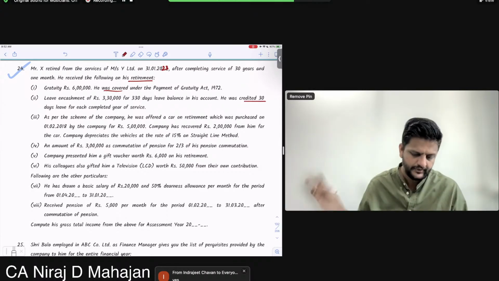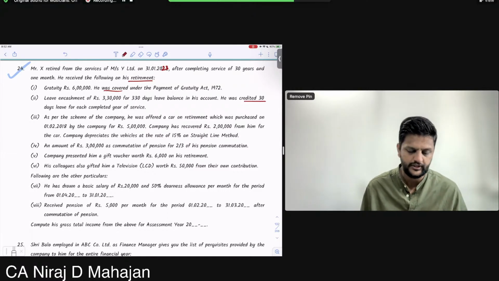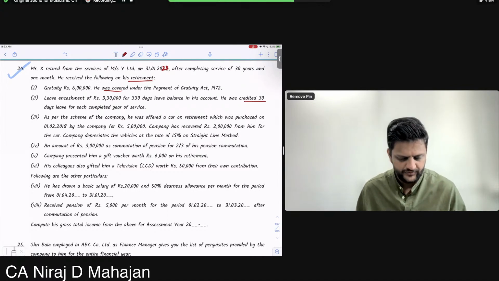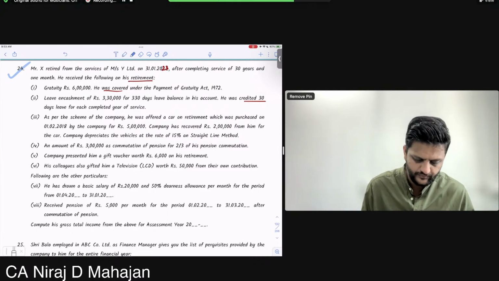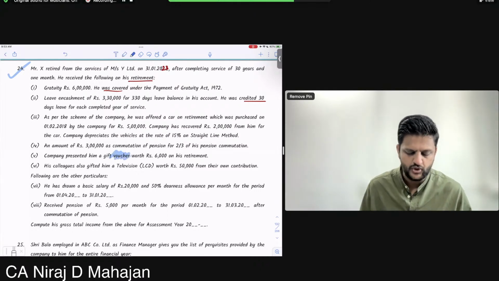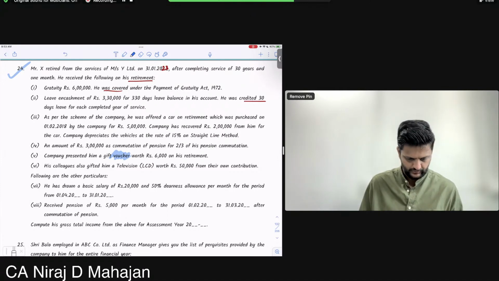Then an amount of 3 lakhs as commutation of pension for 2/3 of his pension. He has commuted on retirement day itself. He has commuted 2/3, and he got 3 lakhs for that. Company presented him a gift voucher worth rupees 6,000 on his retirement. His colleagues also gifted him a TV worth 50,000 from their own contribution.